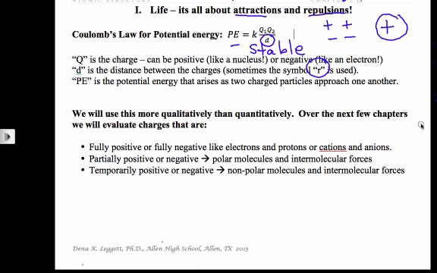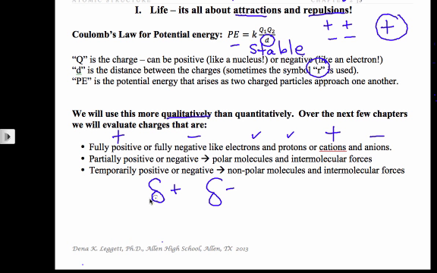Now, we're going to be using this much more qualitatively than we will quantitatively over the next semester. And we'll be talking about fully positive or fully negative charges, like in this unit when we talk about electrons and protons. But later on, especially when we get into bonding, we will use it to talk about cations and anions. In a number of chapters, we'll talk about partially positive and partially negative. Coulomb's law still applies, particularly in a qualitative sense.